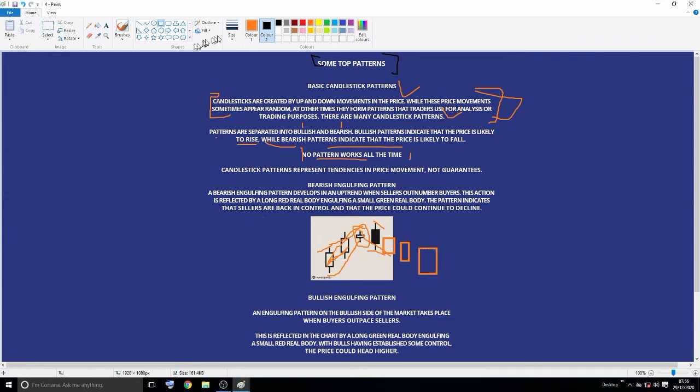See, so you can use this pattern to your advantage. As you can see that the price is going up, now it's likely to go down. But as I said, no pattern works all the time. It means that you may see this exact formation and then the price continues pushing up, because sometimes we will lose in forex. We will never always win.